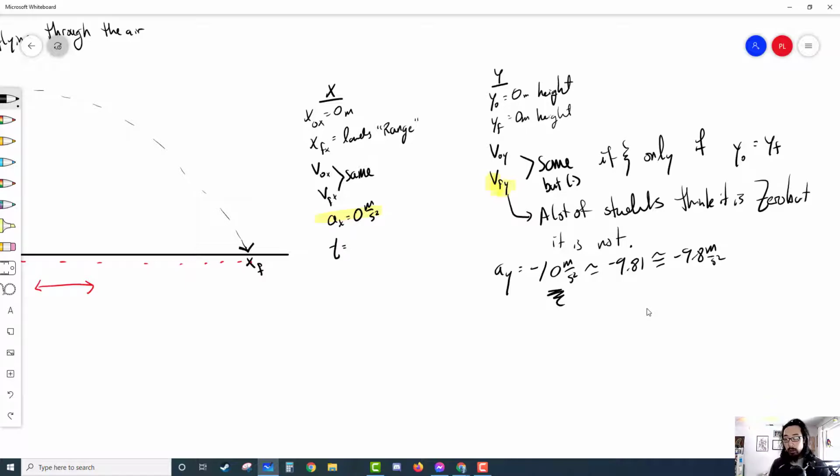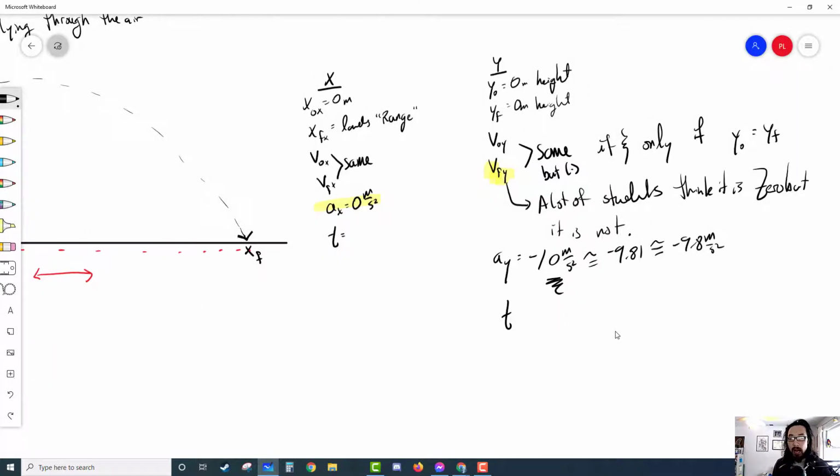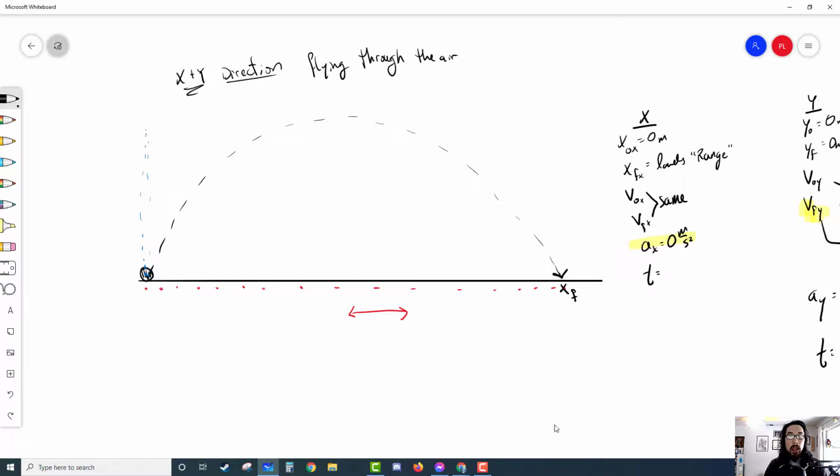But for the sake of our math, let's just use negative 10. Now, if you're going to go into higher level physics and you're working on a telescope or rocket science, then you should definitely use the correct one. But for our sake, negative 10 works a-okay. And like I described earlier, the time variable is usually found using the y-axis.